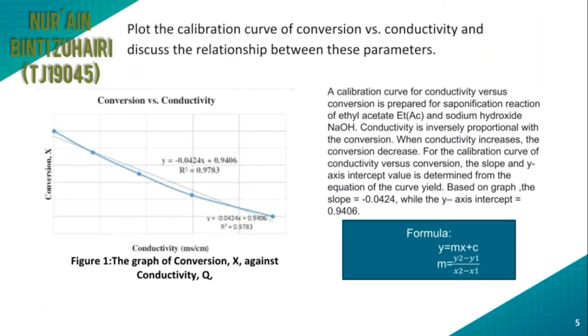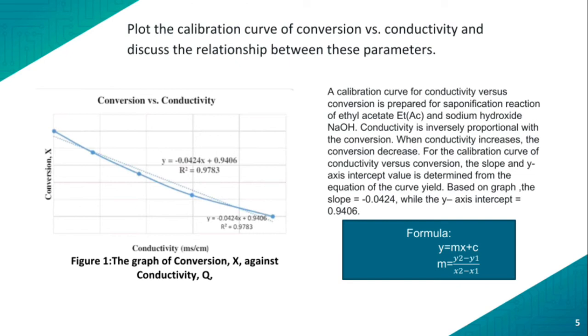My ID number is TJ19049. In this video, I will talk about the calibration curve of conversion versus conductivity. A calibration curve for conductivity versus conversion is prepared for saponification reaction of ethyl acetate and sodium hydroxide. Conductivity is inversely proportional to the conversion. When conductivity increases, the conversion will decrease.